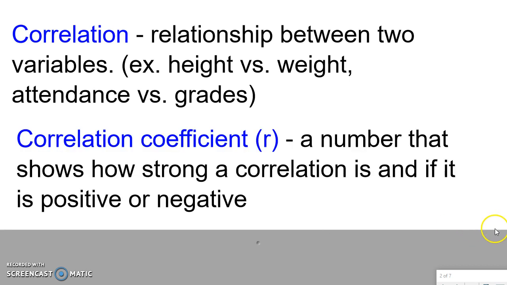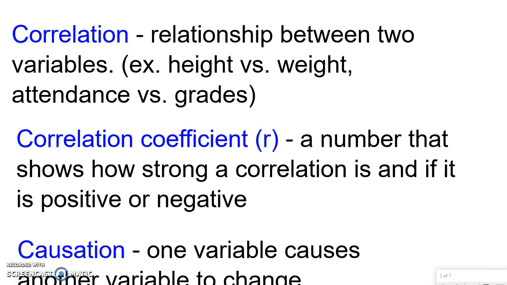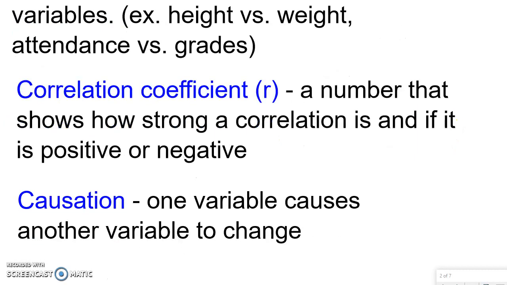The correlation coefficient, and the variable we use is r for that, is a number that shows how strong a correlation is and if it is positive or negative. So sometimes things are negatively correlated. Like as the number of days you miss school goes up, your grades go down. That would be a negative correlation. Okay, then causation is where one variable causes another variable to change. So just because things are correlated does not necessarily mean that there is a causation.